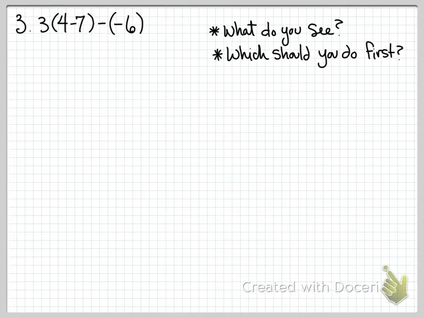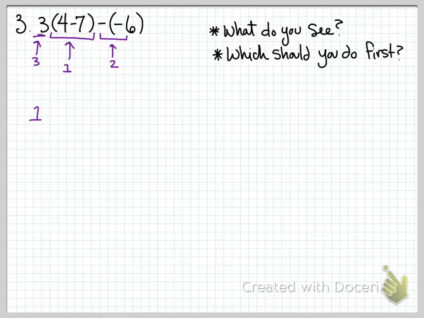All right, next we have number 3. So the question, what do you see? I see parentheses, I see a negative, and I see the distributive property here. So which should you do first? We should do inside the parentheses first. Then we should deal with this double negative after that. And then we will do the distributive property.